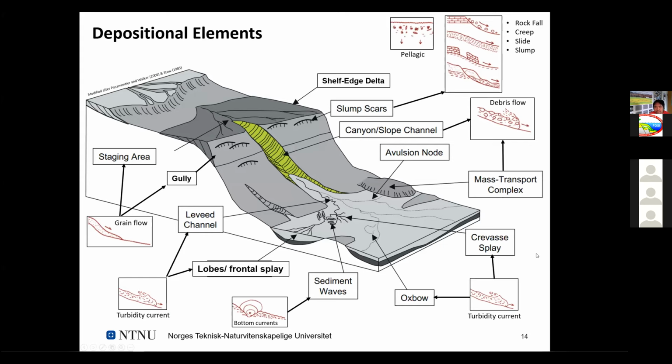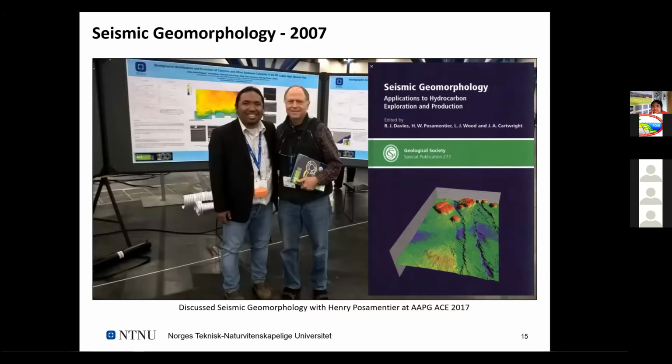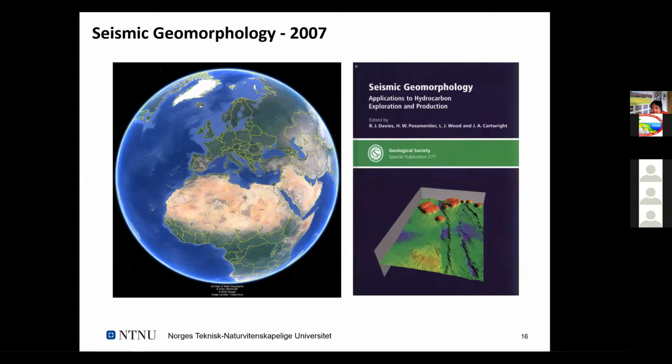When I discussed with Pak Henry, I asked him what the strategy or tips or tricks are to become a good seismic geomorphologist like Pak Henry. And then he said to me, Dicky, if you want to be a good seismic geomorphologist, you have to see a lot of seismic data. You have to see different cases or different types of depositional elements from different parts of the world. So now I will bring you around the world. I will give you different examples around the world about seismic geomorphology and sedimentology. So keep tight.